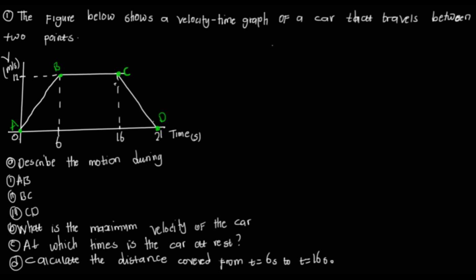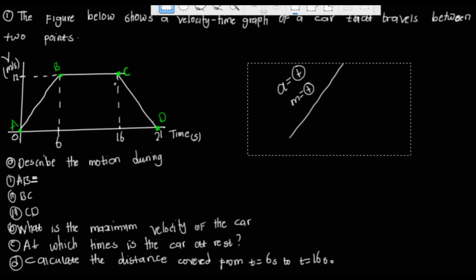The first question is to describe the motion during AB. We can see that AB is a straight line. If we find the gradient of this line, it will give us a positive value. Any line that slants upward has a positive gradient. And whenever we are dealing with acceleration of a line that is moving upward, that is a positive value.